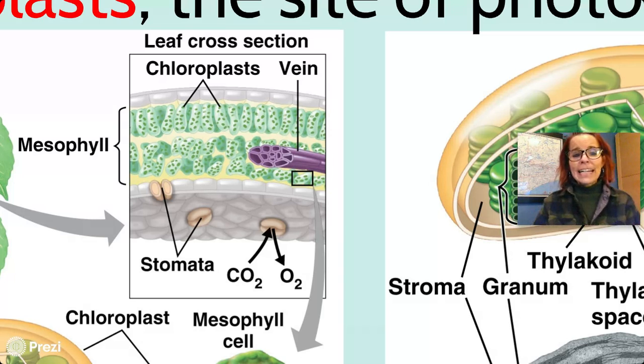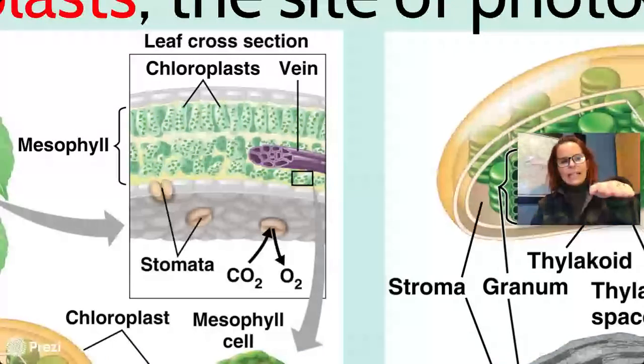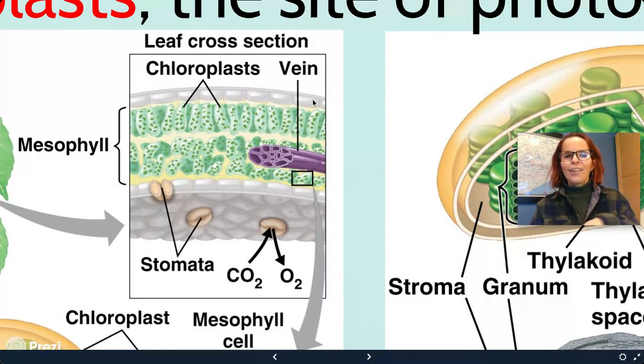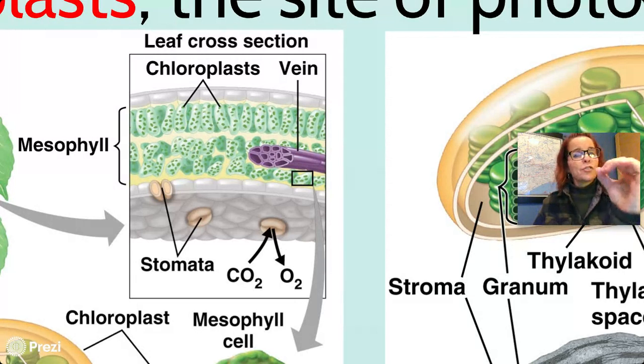Okay, so now that you understand what you're looking at, the top layer here, those are called epidermal cells. So that's like the top layer of my skin. Inside are the mesophyll cells. There's other cells, but we're just going to go with mesophyll for right now. And they contain the chloroplasts. And then there's veins that can carry water and sugars.